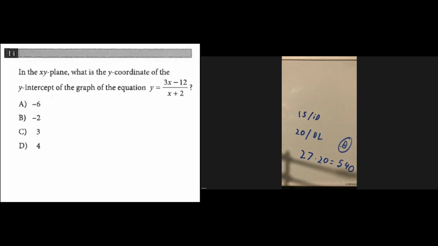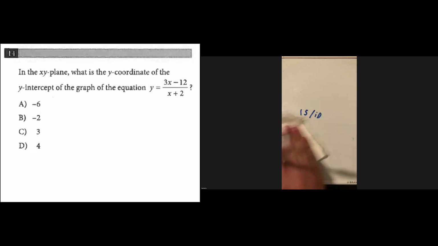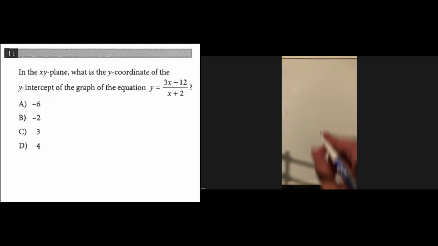Okay, so for question 14, it says, what is the y-coordinate of the y-intercept? Well, the y-intercept is where x is equal to 0. And so if we plug in 0 for x, 3 times 0 is 0, so we have negative 12 in the numerator. And then we have 0 plus 2, which is 2. So negative 12 over 2 equals y, which is just negative 6. So the correct answer is A.